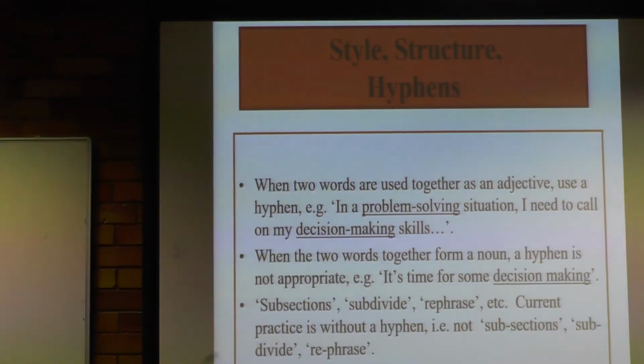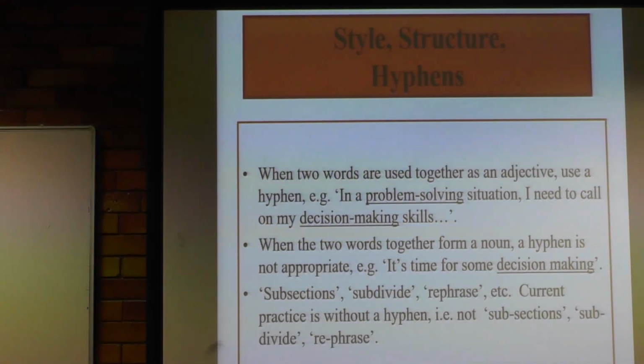Something about hyphens. We don't know when to put them in. Well, I'll tell you. When it is an adjective, have a look at line 2: in a problem-solving situation, with a hyphen, I must call on my decision-making skills. But look at bullet 2. When it's a noun, oh dear, we've got a real problem here. Having a strategic planning session, and the guy up front says to the rest of you, it is time for some, middle bullet, decision making. Because it's a noun, it's a thing we must do. But when it's an adjective, top sentence, you join them with a hyphen.